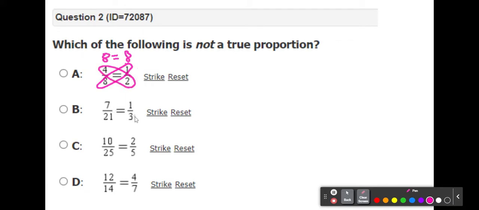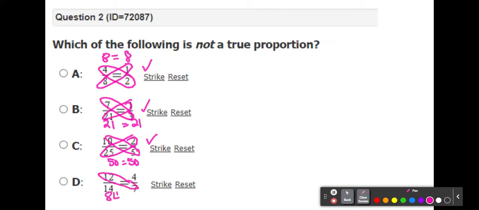So that is true. That letter A is true. This is 21. 21 times 1 is 21, so this one is true. 2 times 25 is 50. 5 times 10 is 50. So this one is true. So this one should be the only one that is not true. 12 times 7 is 84. And 14 times 4 is 56. And those are not equal. So D is not a proportion.